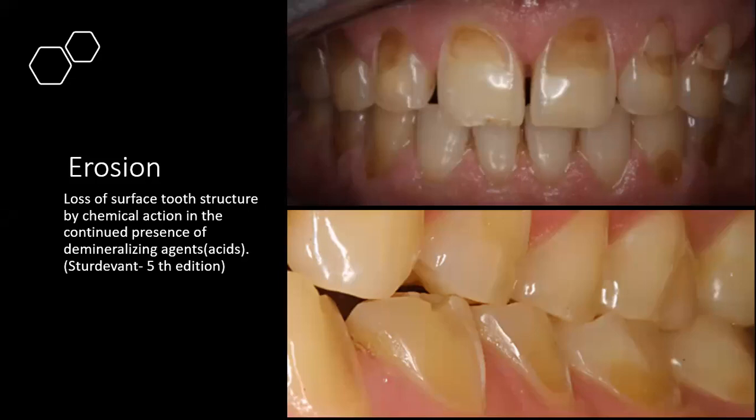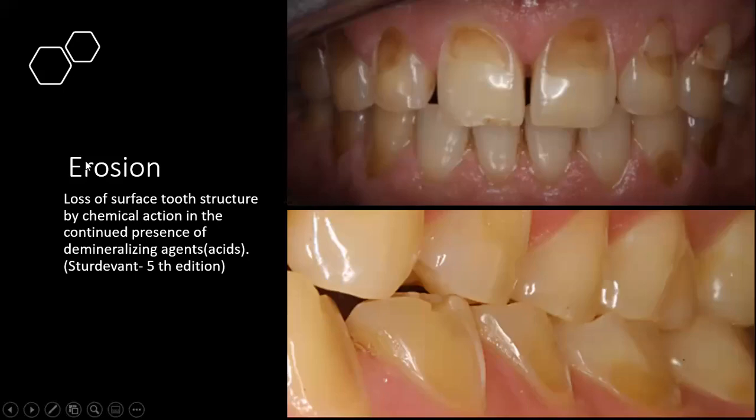Then coming to the third type of non-carious tooth wear lesion, that is erosion. Erosion is the loss of surface tooth structure by chemical action in the continued presence of demineralizing agents such as acid. So attrition is tooth wear caused by tooth-to-tooth contact. Abrasion is tooth wear caused by contact between the tooth and an external surface, whereas erosion is loss of tooth structure by chemical action, that is, by the continued presence of demineralizing agents, which is an acid.